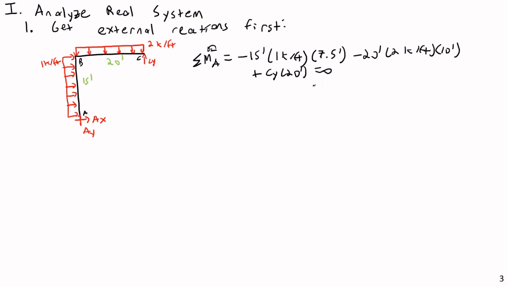The 2 kips per foot term is the moment caused by our distributed load. If you solve that for CY, you will get that CY is equal to 25.625 kips in the vertical direction, upward.